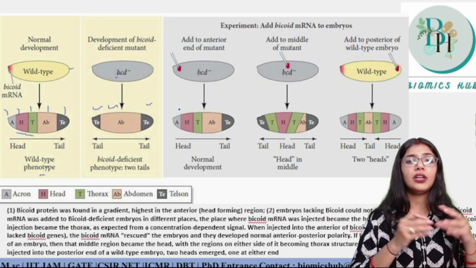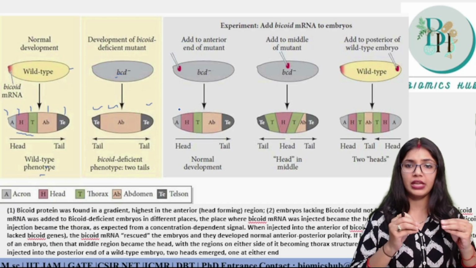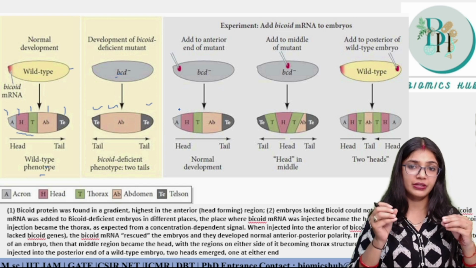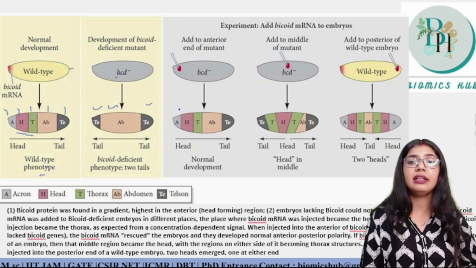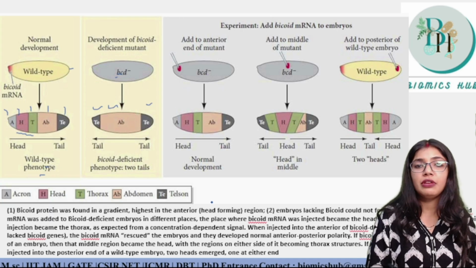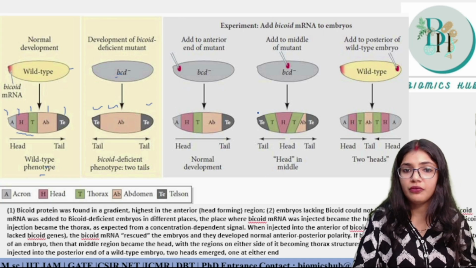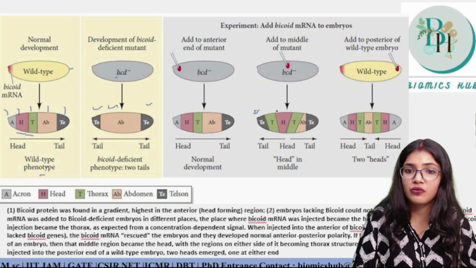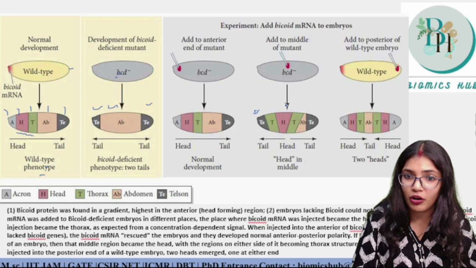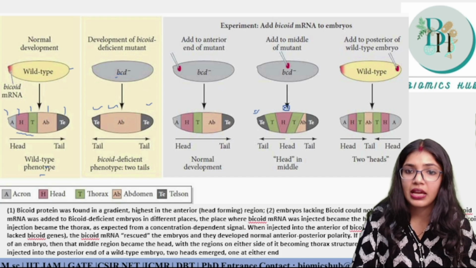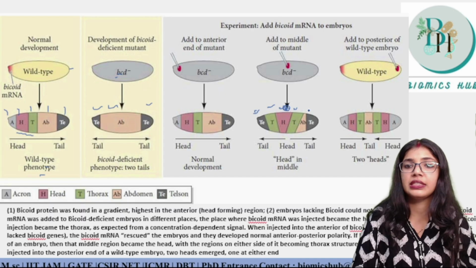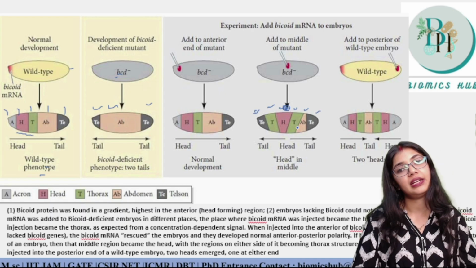Now what happens if the bicoid protein is provided in the middle region? Here we can see that the telson will be present. Next, where the bicoid protein is given in this region, there will be formation of head and thorax. Next will be abdomen. Next will be telson.